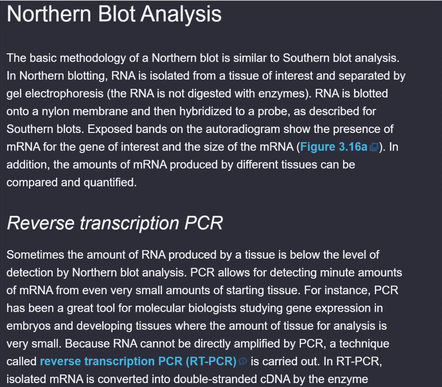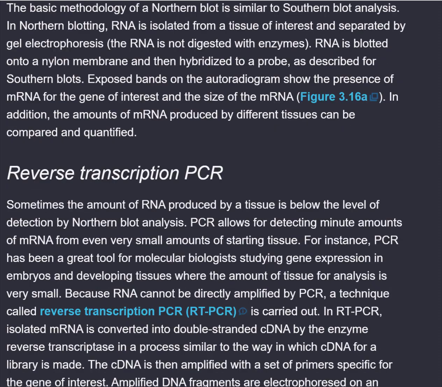Northern blot analysis. The basic methodology of a Northern blot is similar to Southern blot analysis. In Northern blotting, RNA is isolated from a tissue of interest and separated by gel electrophoresis. The RNA is not digested with enzymes. RNA is blotted onto a nylon membrane and then hybridized to a probe, as described for Southern blots. Exposed bands on the autoradiogram show the presence of mRNA for the gene of interest and the size of the mRNA, Figure 3.16a. In addition, the amounts of mRNA produced by different tissues can be compared and quantified.